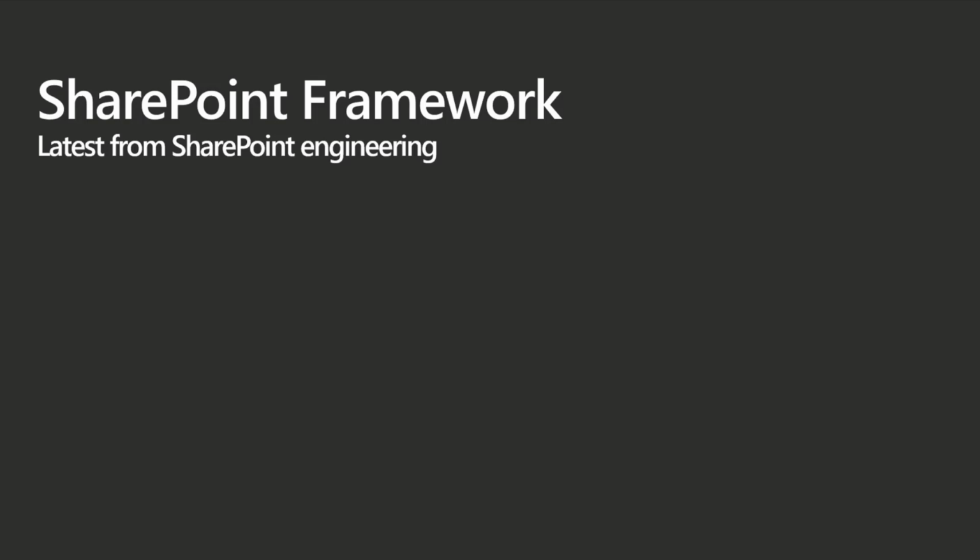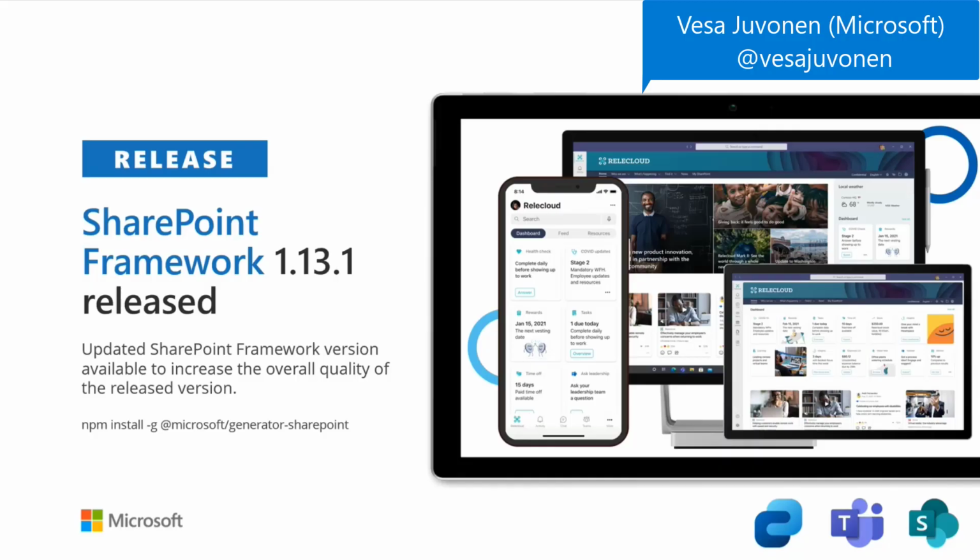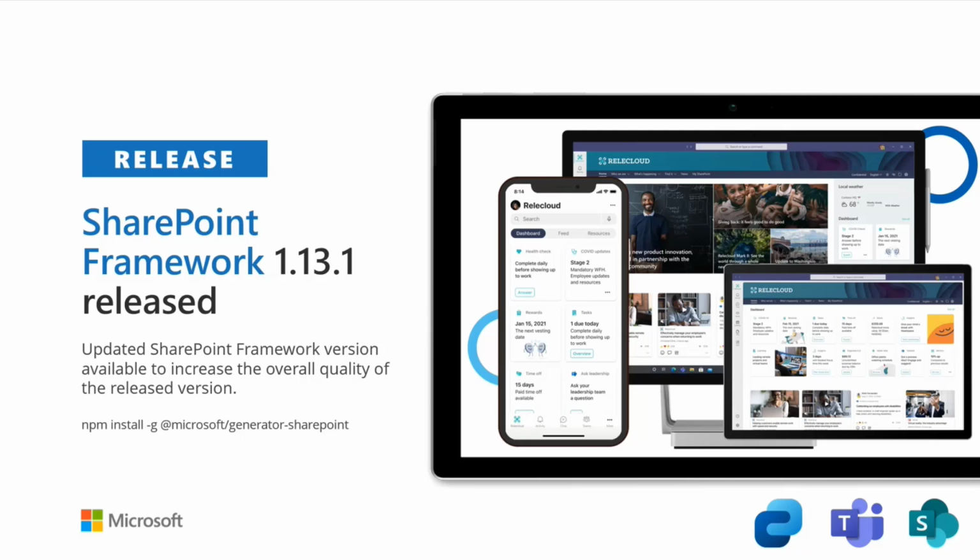And now we'll hand things over to Vesa for SharePoint Framework updates. Vesa, take it away. Thank you, Patrick. Just a reminder, right after last time when we had this call, the Viva Connections and SPFx community call, we released the SharePoint Framework 1.13.1. So that's the newest one. 1.13 had a small isolated regression, so there's a 0.1 version now available on that. It's not a critical thing to upgrade into, but it's always good to use the latest version.